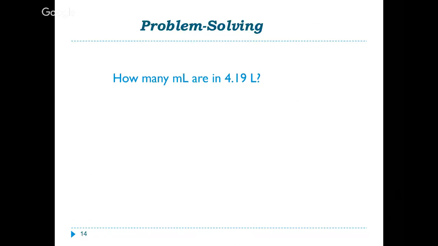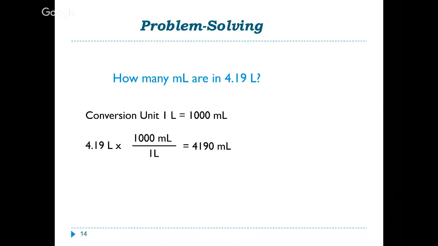So how many milliliters are in 4.19 liters? Well, my given information, 4.19 liters. I want to get to milliliters. So that means I need to find my conversion unit. Well, 1 liter is 1,000 milliliters. I will start by writing down my given information. I always start with this here. And this is over an imaginary 1, right? Anything divided by 1 is itself. So I need to make sure I match up. Liters are here, liters have to be here. I put my 1,000 milliliters on the top, and then I notice that my liters will cancel. I end up with 4,190 milliliters.